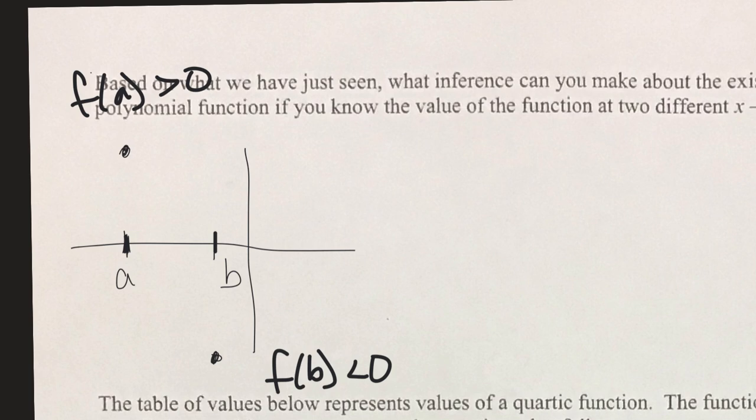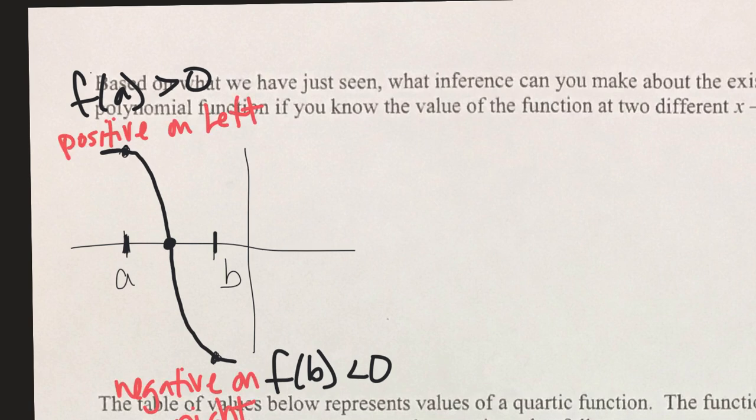If this is the case, that means for a continuous function, there has to be a 0 in between there somewhere. If you're positive on the left and negative on the right, then there has to be a 0 somewhere in between. So a positive on the left side of your interval and a negative on the right side of the interval means that there has to be a 0 somewhere in between there.